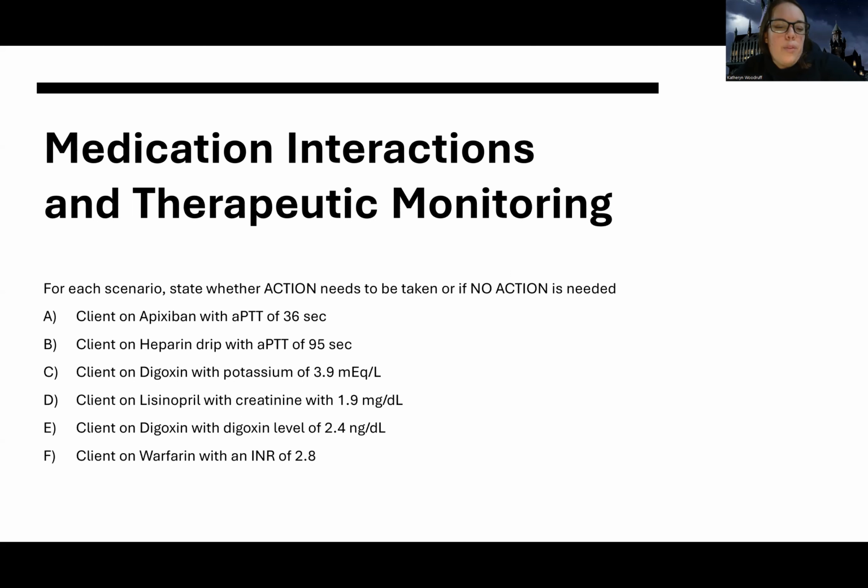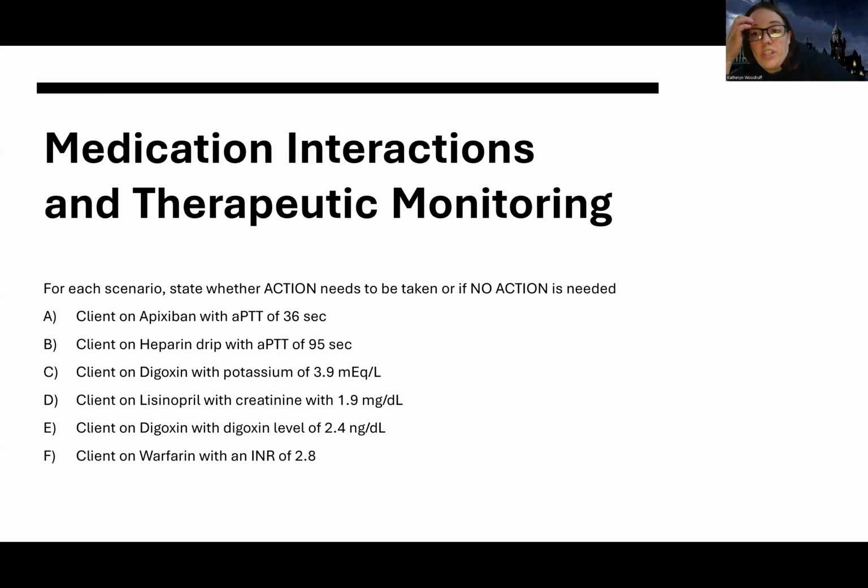Client on digoxin with potassium of 3.9. I know there's a relationship between digoxin and potassium: a low potassium drives a high digoxin level, and a high potassium drives a low digoxin level. This potassium is 3.9. I have to know what's normal, and it's 3.5 to 5. So their potassium is currently doing okay. It's not too high or too low.